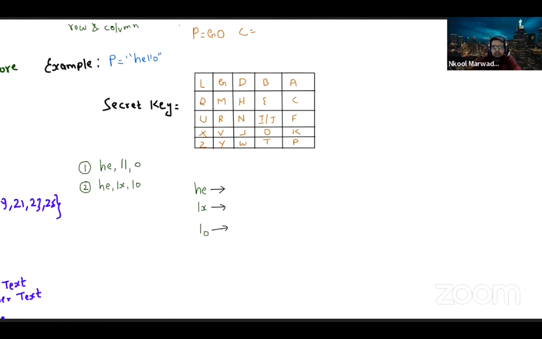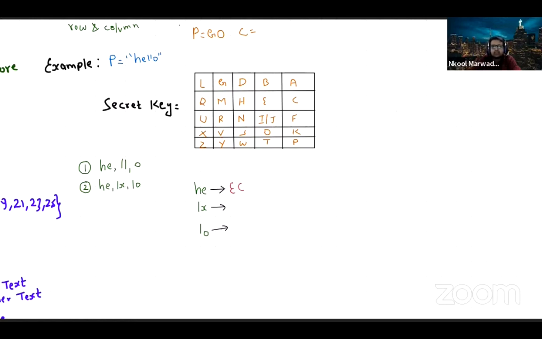HE, you know that. Look in the table and we can see that H and E both lie in the same row. We have seen that if both of them are in the same row, the adjacent characters will be the cipher. So for H, it will be E itself because adjacent to H is capital E. And for E, it will be C. EC will be the cipher for this HE.